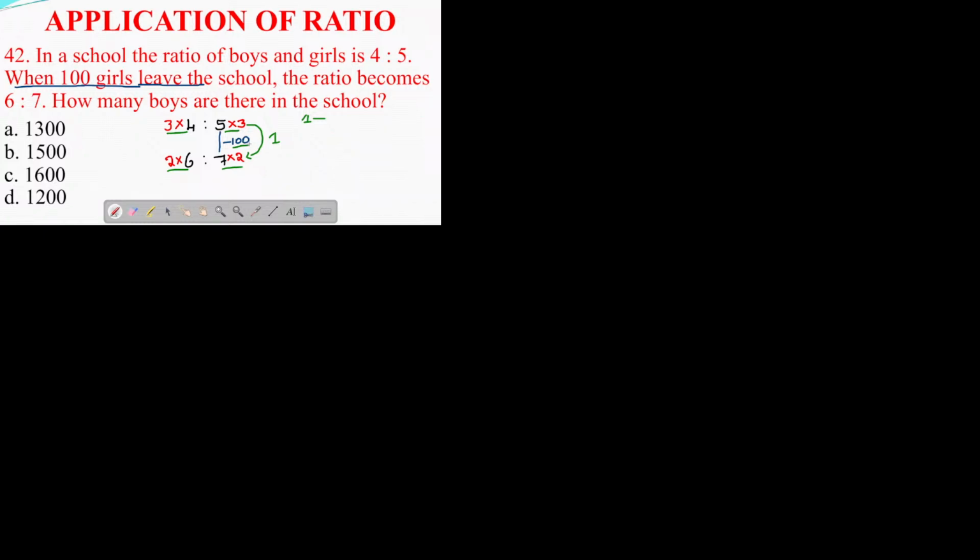Always, comparison means ratio. So 100 is the remaining girls. Here also I have to compare with the remaining girls. One part is equal to 100. If you know one part, you can find out any numbers.